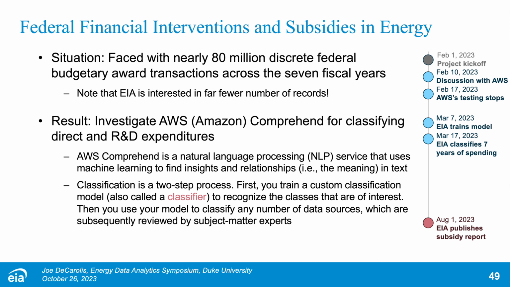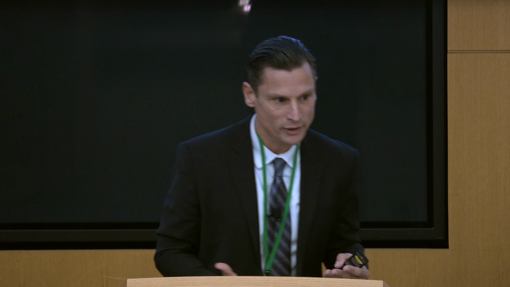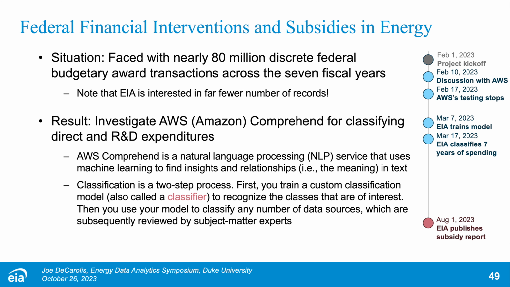All right, final example is federal financial interventions and subsidies in energy. As you might guess, in DC, there's a lot of interest in how the federal government is spending money on energy, where it is going, how it is being used, to which technologies and fuels. So we periodically get asked to do this. And it's a monumental challenge, and it's a lot of manual labor. So if you just think about award transactions, you get something like 80 million discrete federal budgetary transactions across 7 fiscal years. Like, that's a lot of data to sort through, right?